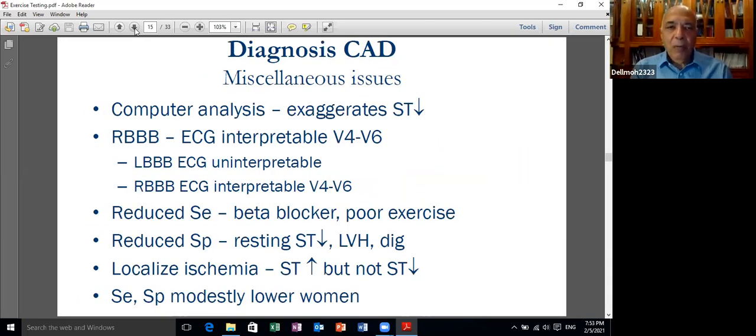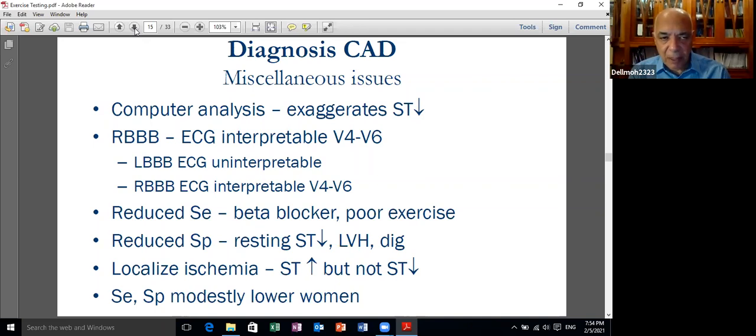Now, what about the diagnosis of coronary artery disease using this imperfect test? Don't depend on computer analysis to analyze the ST segment, because the computer cannot recognize wandering baseline. If the baseline is perfect throughout the tracing, which is rarely encountered actually, then you can depend on the computer diagnosis. If the patient has a right bundle branch block, the ECG is still interpretable, but you have to look to the lateral leads, not the inferior leads, and not the leads which show the right bundle branch block pattern.